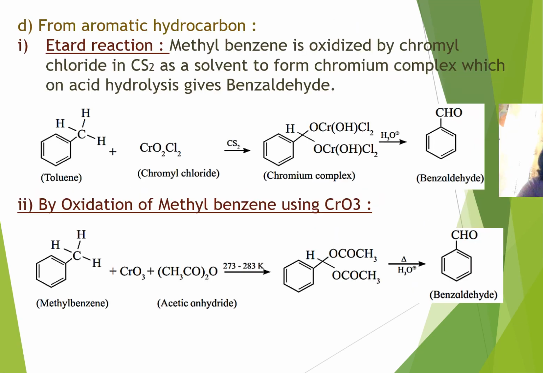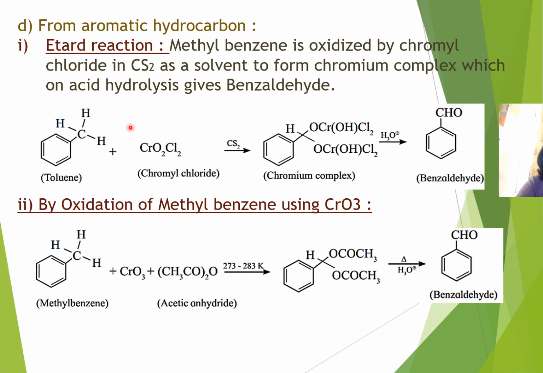Right. Then from aromatic hydrocarbon, how do you prepare aldehyde? So from aromatic hydrocarbon, the aldehyde prepared will be benzaldehyde. So first is the Etard reaction. Toluene, when reacted with chromyl chloride in the presence of CS2, gives a chromium complex. Okay. So C6H5CH(OCrOHCl2)2, this complex is formed. This on hydrolysis gives you benzaldehyde. So C6H5CH=O is formed and the remaining part is given out. Okay. So this is called Etard reaction, a very important reaction.